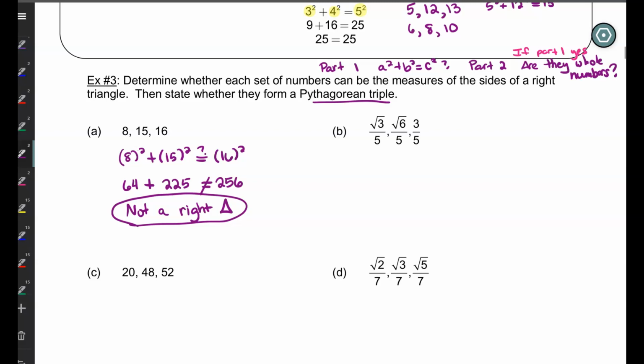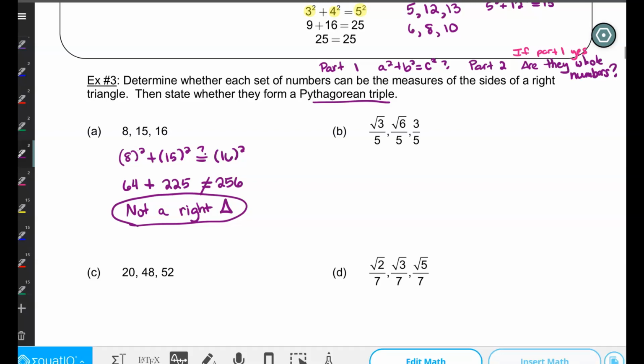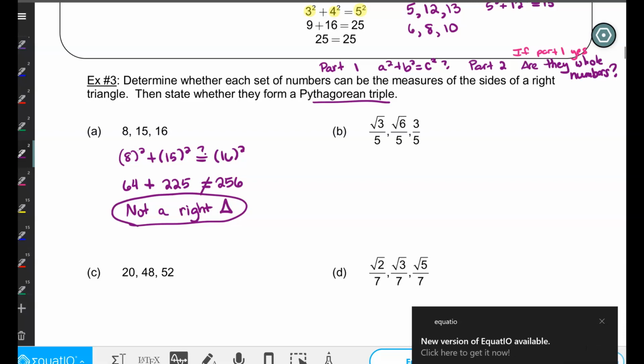Okay, next one. Oops, I did not mean to open Equatio.